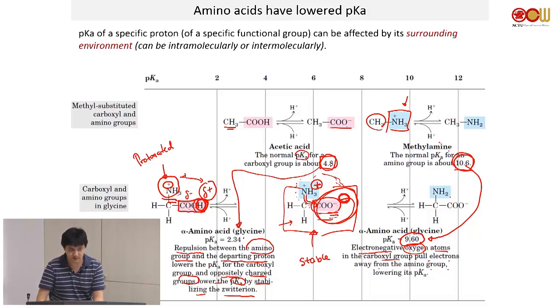Are we cool with this? That's important. It tells you why amino acids have these pKa's.